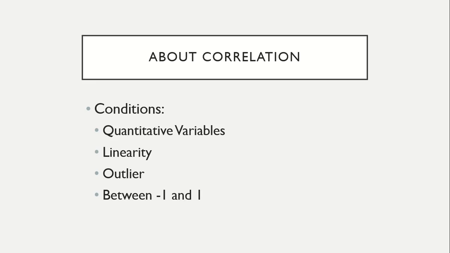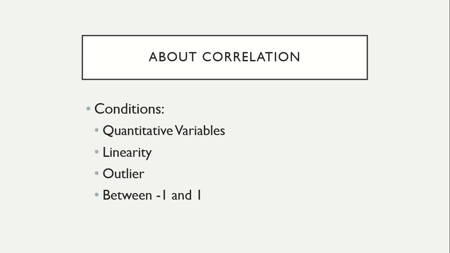Here are some conditions for correlation. First is the quantitative variables condition. It wouldn't quite make sense to find a correlation for categorical variables. Next is linearity. The variables must be roughly linearly related in order for the correlation to matter, and there must be no outliers. The last one, between -1 and 1, isn't a condition so much as it is a characteristic of correlation. That is, the correlations are always going to be between -1 and 1.